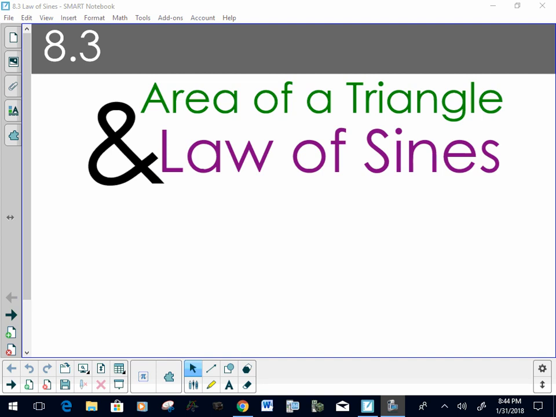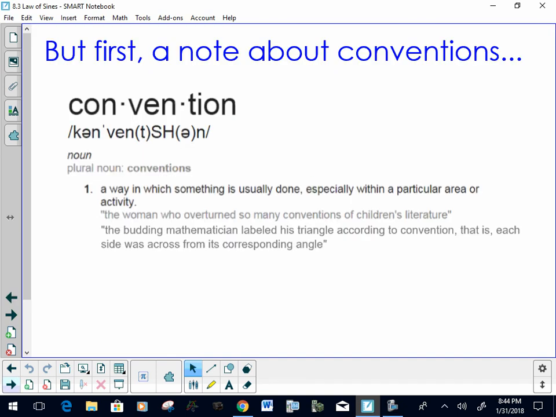This is lesson 8.3. We'll be talking today about the area of a triangle and how to calculate the area of a triangle, and we will be learning about the law of sines. So before we get into that, we need to talk a little bit about conventions.